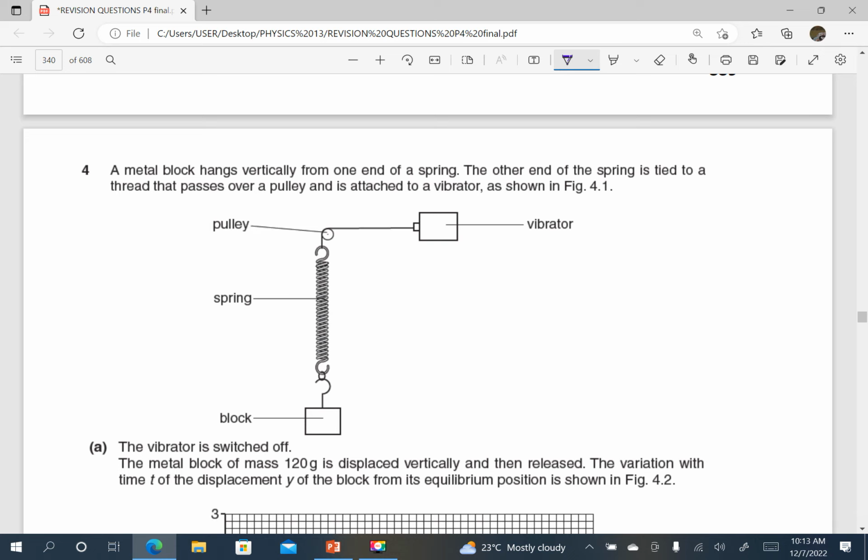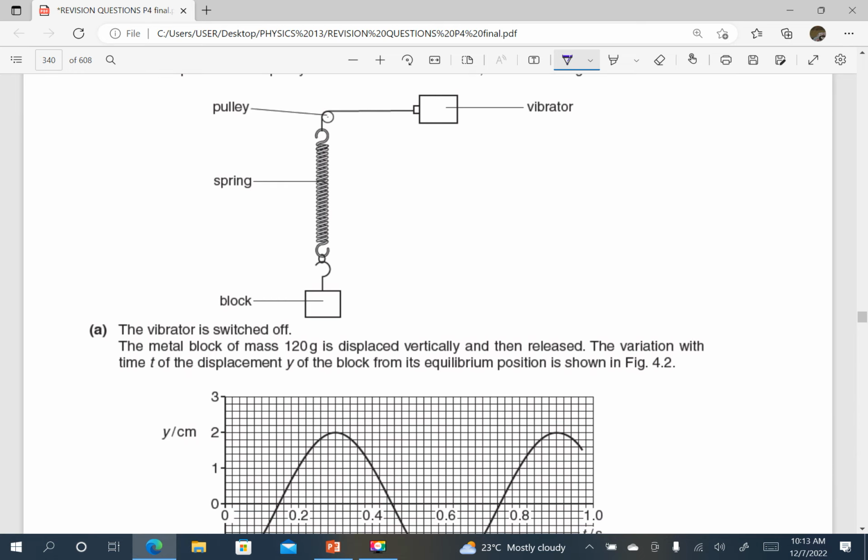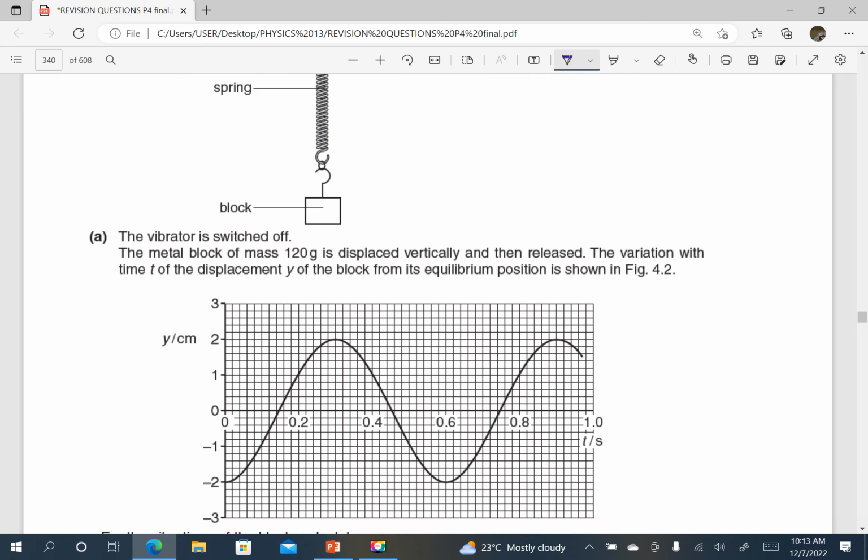A metal block hangs vertically from one end of a spring. The other end of the spring is tied to a thread that passes over a pulley that is attached to a vibrator as shown here. So we have a vibrator attached to a pulley. There's a thread passing over a pulley attached to a spring, and the block is at the bottom. The vibrator is off. That means now the block is going to vibrate in its natural form. So its frequency will be the natural frequency.